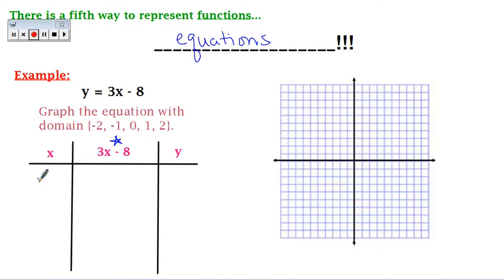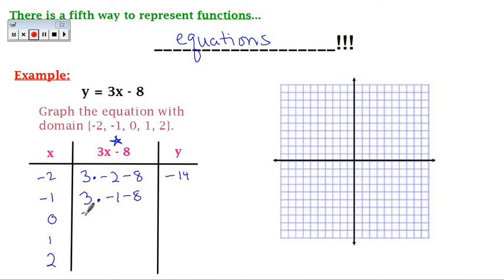We're going to list the domain that they gave us in the x column because we know domain means x's. And then what we're going to do is we're going to take those numbers and we're going to substitute them in for the x values. So y equals 3 times -2 minus 8. And then we go through on our calculator, type that in, 3 times -2 minus 8, and we end up getting -14. And we'll go through and we'll do that for each of the following ones.